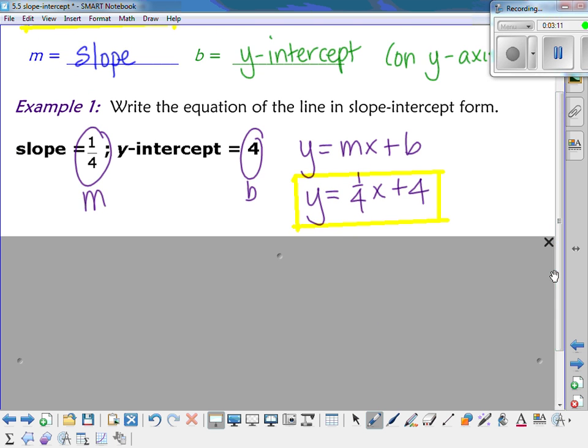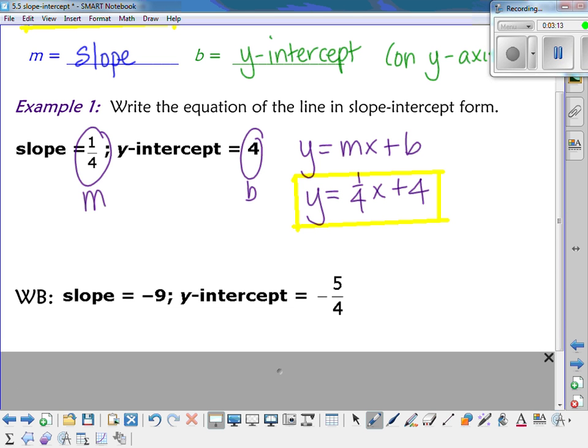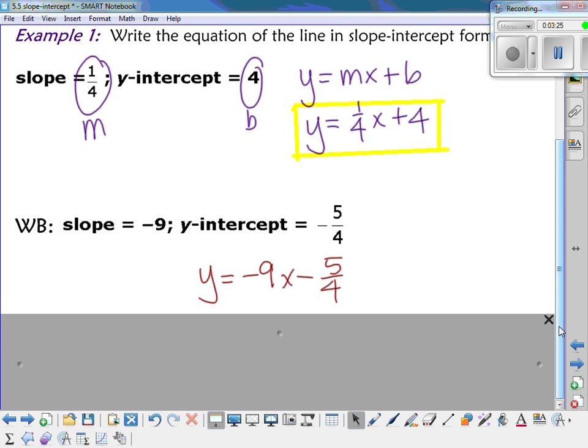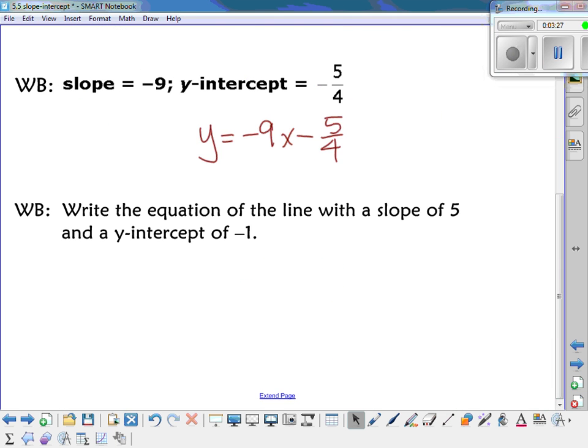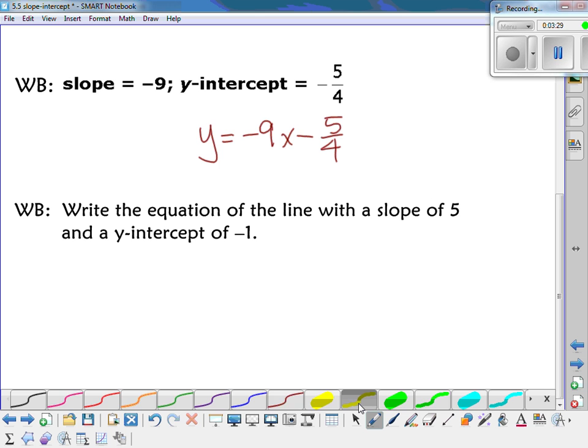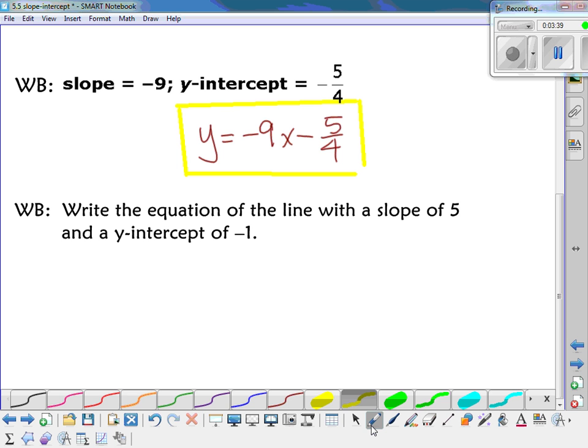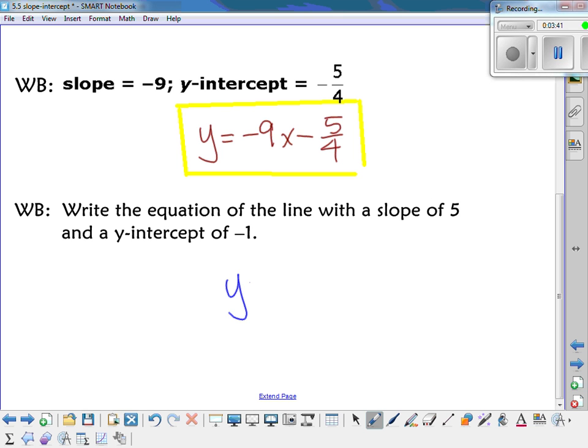So you guys get to do one on your whiteboards. Okay, so you should have gotten y equals -9x minus 5/4. Here's another one for you guys to do on your whiteboards. Yes, just write the equation. All right, so that one was y equals 5x minus 1.